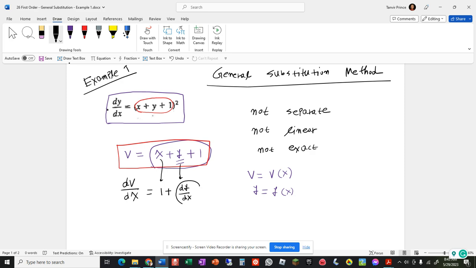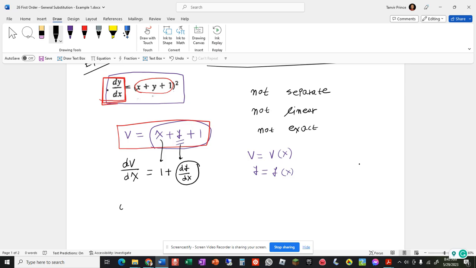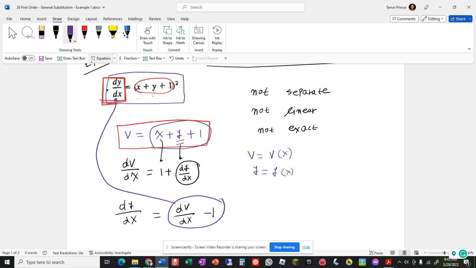So let's solve for dy/dx because I want to know what goes in place of dy/dx, right? So I do need to solve for dy/dx. Subtracting 1 from both sides. So I know that in place of dy/dx, I have to substitute this. That goes in place of dy/dx. And of course, v goes in place of x plus y plus 1. So let's do that substitution.